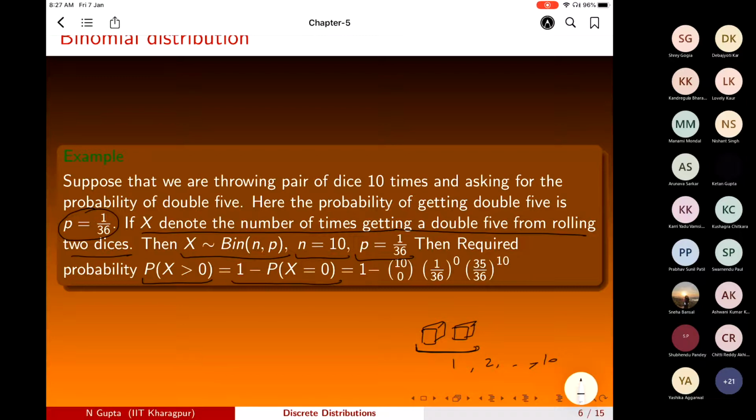Therefore this will be 1 minus nC0 p raised to power 0 q raised to power n minus i, or 10 minus 0. So this is the answer for the probability of getting a double 5 in throwing a pair of dice 10 times.